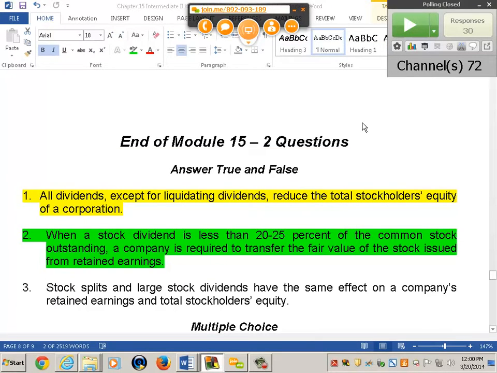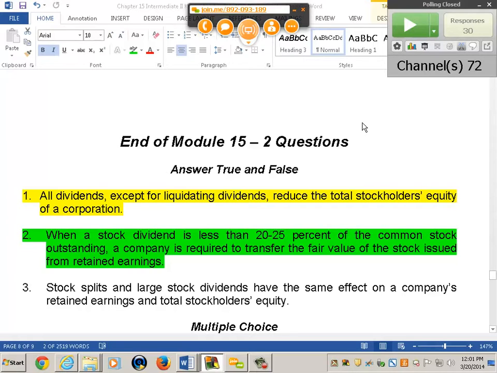How would you explain that? What's going on? Why is that not true? Well, first of all, I know the easy answer is it says all, and that leads me to believe it's false, right? Anytime you say all cases, we know that's pretty much got to be false. But what's wrong with this statement? Exactly. Stock dividends, number one, it's false because stock dividends have no effect on stockholders' equity.